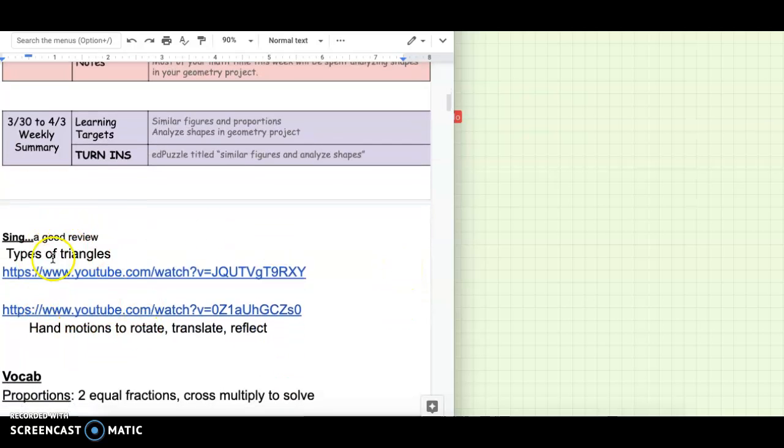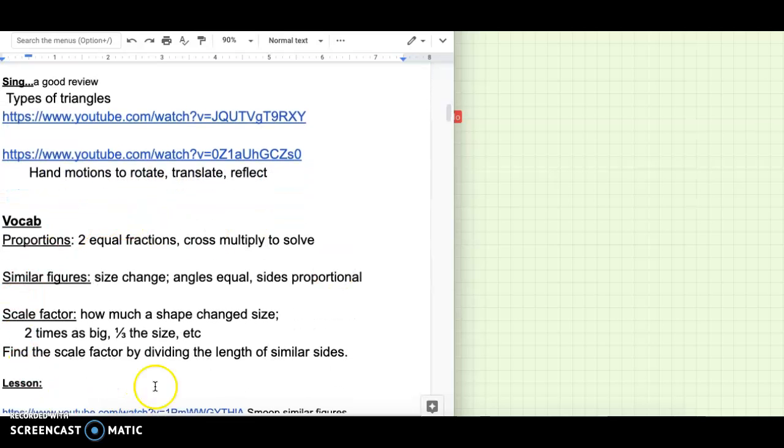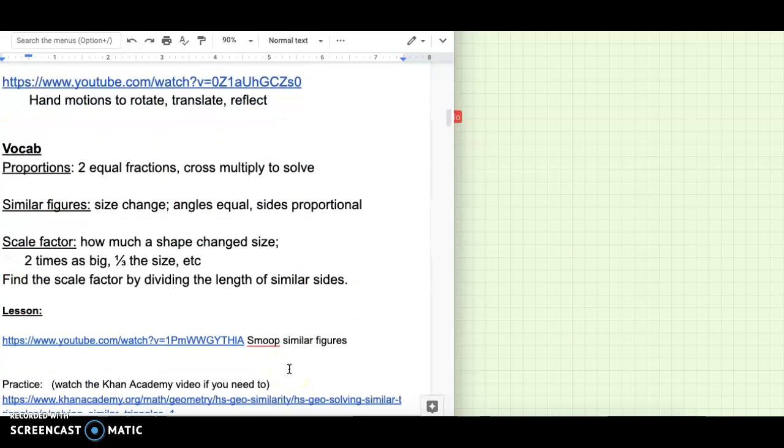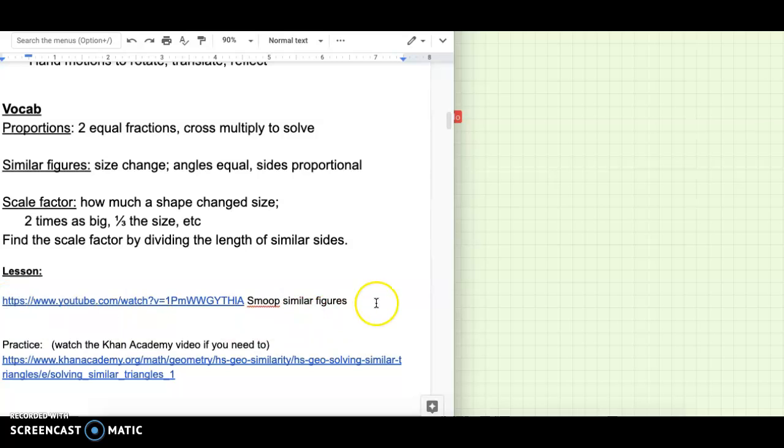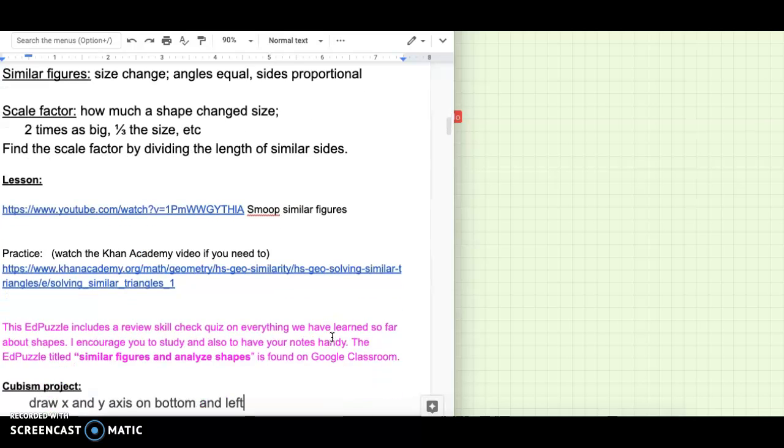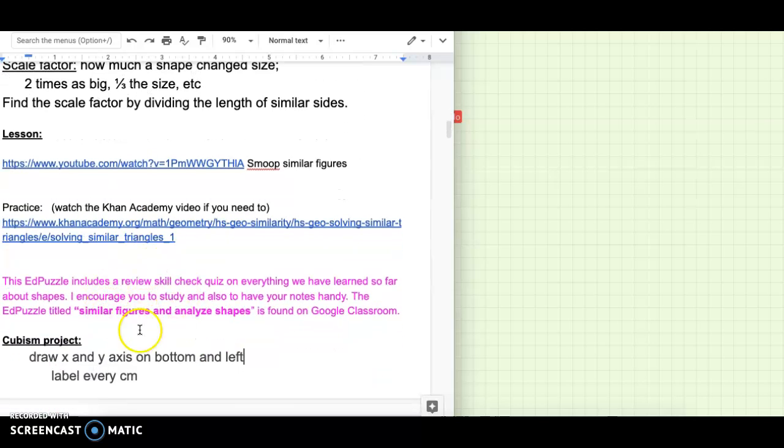So a couple of review songs that are good to see. We have some new vocabulary. Make sure you write this all down. We have a Schmoop on similar figures. You know, those are always kind of weird. And then the Khan Academy practice. If you struggle with this or can't make a 75%, of course you can watch the Khan Academy video and it'll help you out. At this point, you should be here doing the Edpuzzle.